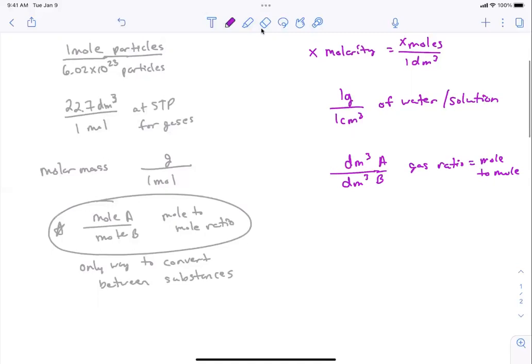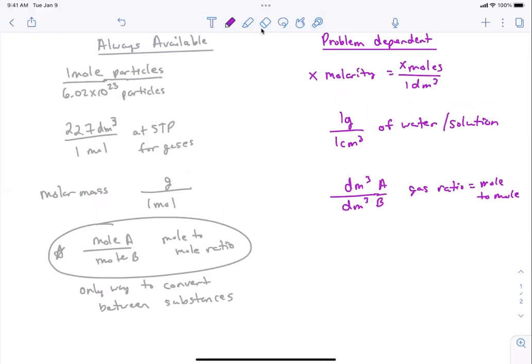But yeah, so every problem kind of revolves around these specific values. And so the always available ones I want you to kind of focus on. The problem dependent ones have to be given in the problem, so you can write those down whenever you need them. But these always available ones, it's really only 4 values: the definition of a mole, molar volume, molar mass, and the mole to mole ratio. Those should always be in your mind if you're doing stoichiometry. They're not always stated, but they're implied that they're available for you to use.